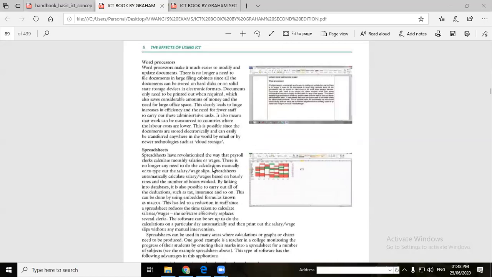The second thing is the spreadsheet. Spreadsheets have revolutionized the way payroll staff calculate monthly salaries or wages. Remember, using a spreadsheet, you can come up with calculations using a function. If you want to sum, to find the average, or to draw a graph, all this is possible through the spreadsheet.